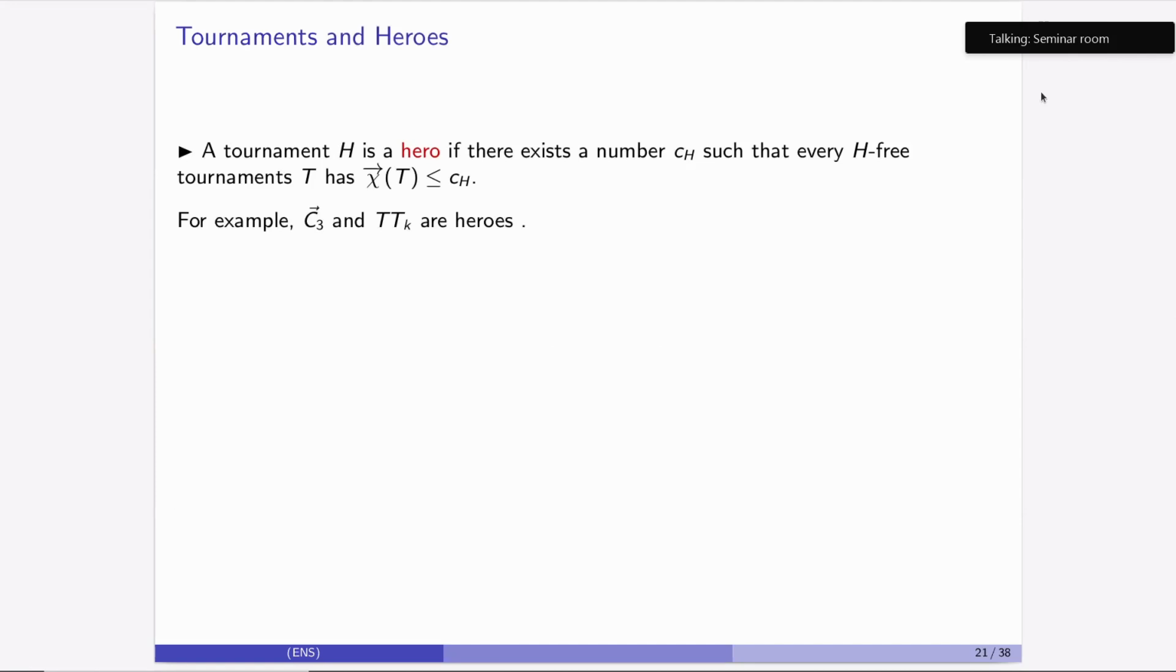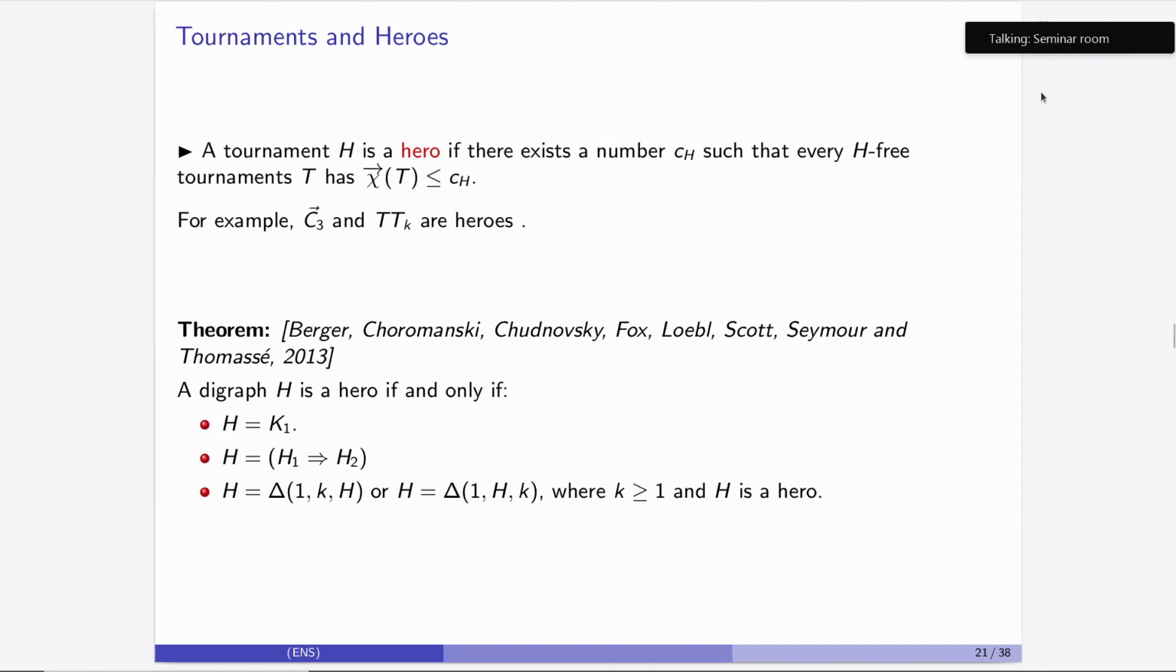For example, if you take C3, the tournaments with no C3 are exactly the transitive tournaments, so C3 is a hero. If you look at tournaments with no TT_k, no transitive tournament of size k, those tournaments have size at most 2^k by Ramsey, so they have dichromatic number bounded by just 2^k. It's a finite set.